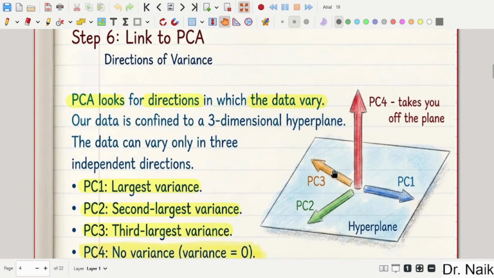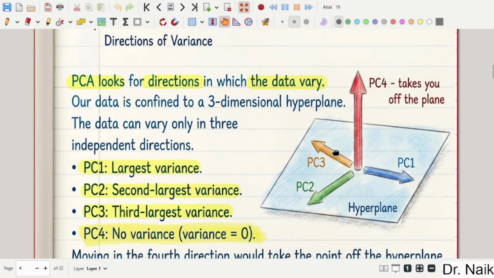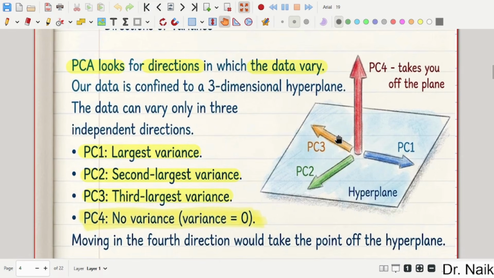Now link this to PCA. We know that PCA looks for the directions in which data varies. Our data is confined to a three-dimensional hyperplane. Data can vary only in three independent directions. That means data can vary only in the x1 direction or x2 direction or x3 direction because they are independent variables. That means they have independent directions.